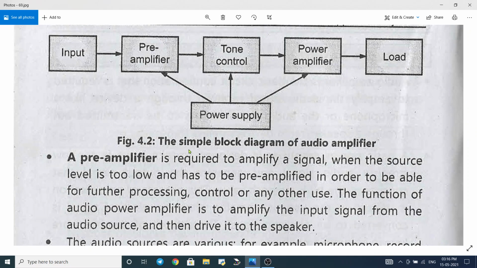So let us see a simple block diagram of audio amplifier. There is an input, which is usually a microphone, and then, as we have discussed, a pre-amplifier is needed in order to match the impedance of the input and the remaining circuit.